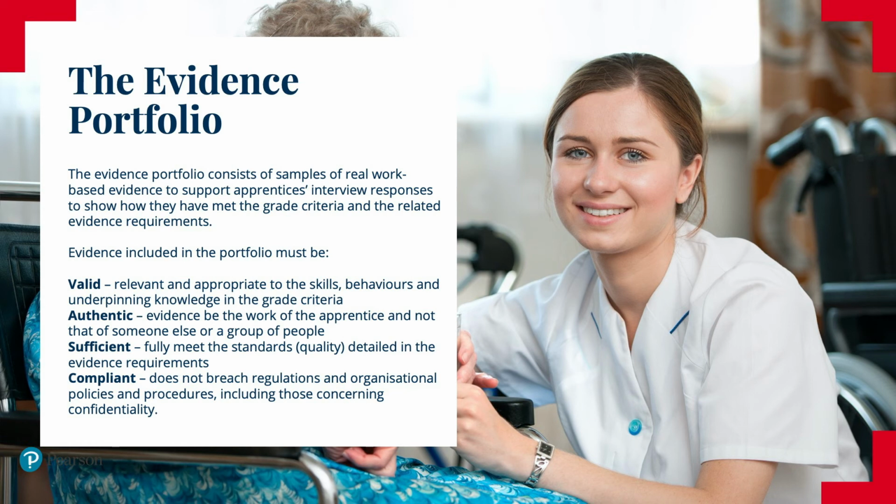So by valid, we mean it needs to be relevant and appropriate to the skills, behaviours and underpinning knowledge. Authentic means that it must be the work of the apprentice and not that of someone else or a group of people. Sufficient means it fully meets the standards. And compliant means that it does not breach regulations and organisational policies and procedures, including those concerning confidentiality.